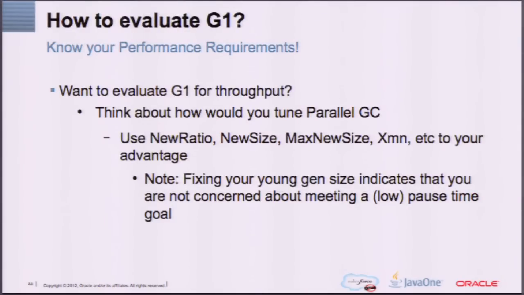So again, how would you tune it for throughput? You would do something similar to what you've done in the past with parallel GC. Use NewRatio, NewSize, MaxNewSize, Xmn, whatever, to your advantage. Note, again, fixing your young generation size indicates that you're not concerned about meeting a low pause time goal.